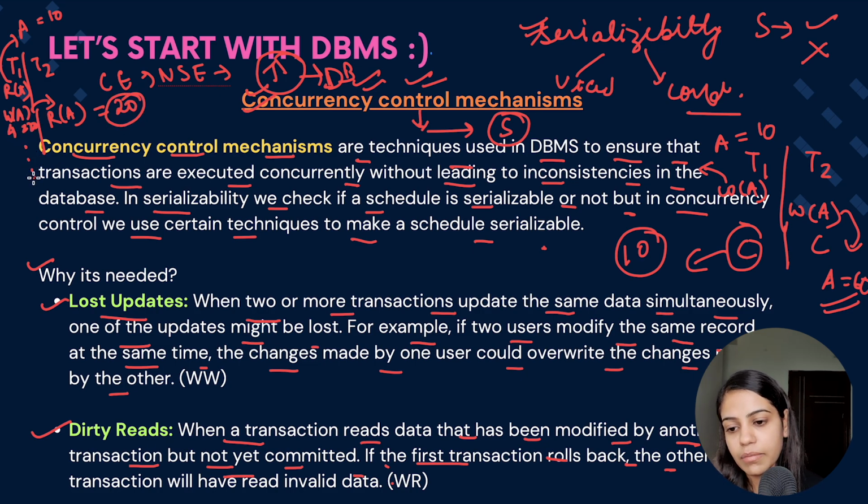Now consider at some moment this particular transaction T1 fails. So it will go ahead and roll back all the values. It will roll back the value of A to 10. But here the value of A was read as 20. Now this particular value becomes invalid. So that is why dirty reads happen.